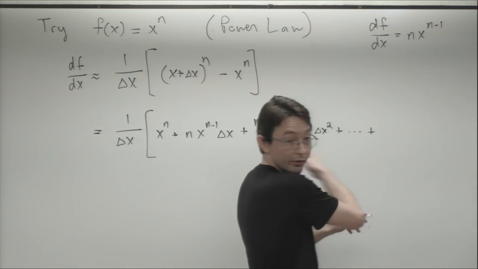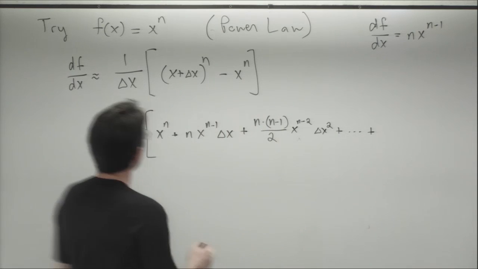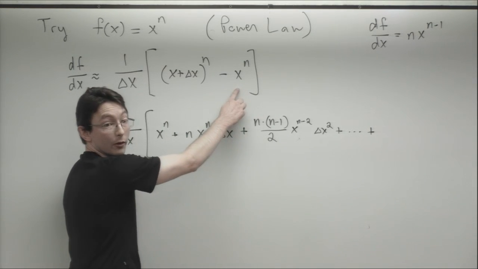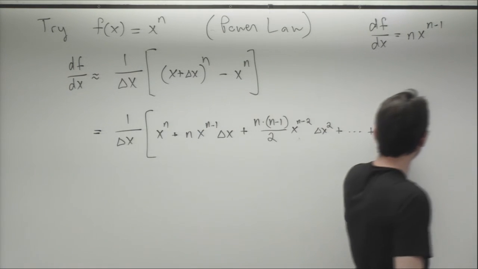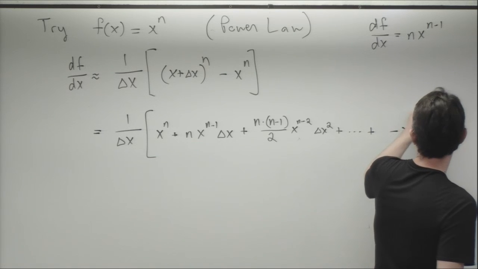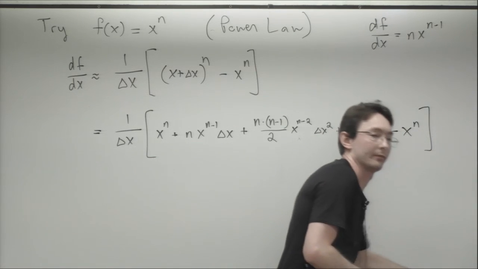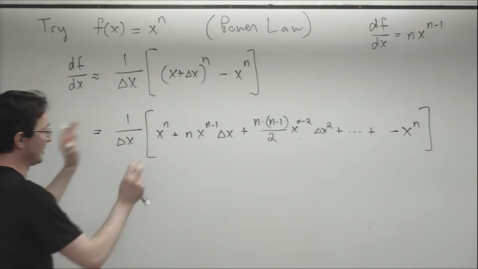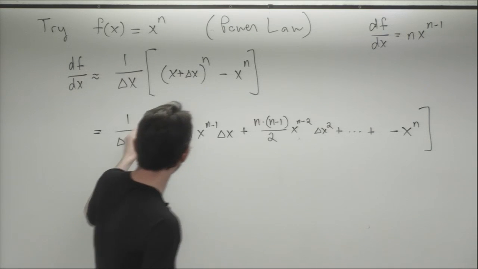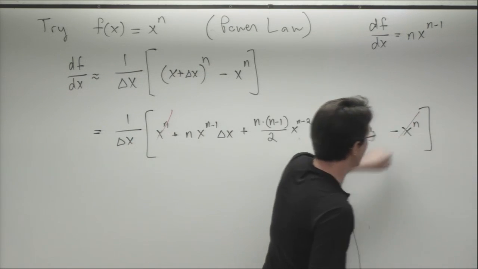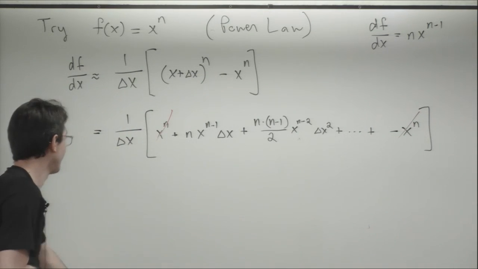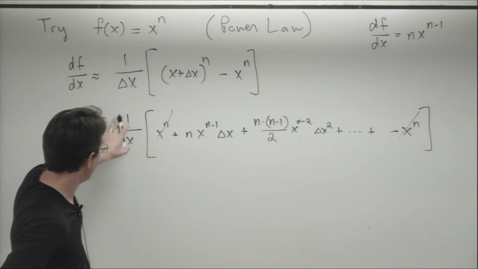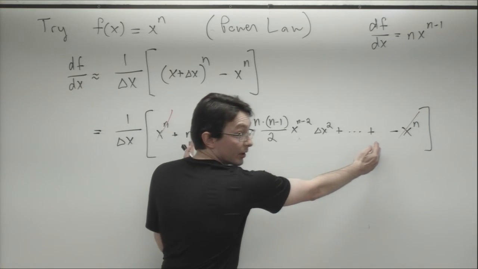A bunch more terms, right? n plus 1 of them. And then we still have this term left over, minus x to the n. Okay, good. So this is just using Pascal's triangle or binomial expansion. My x to the n's cancel. And I'm left with 1 over delta x times all of this stuff in the middle.